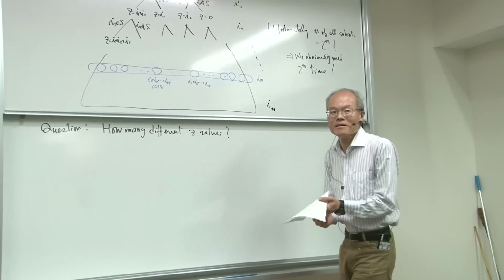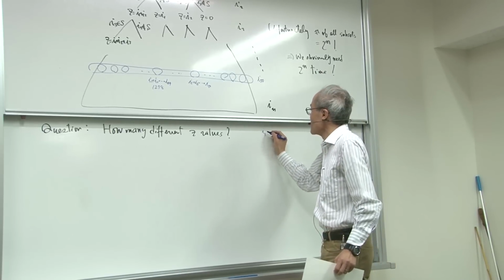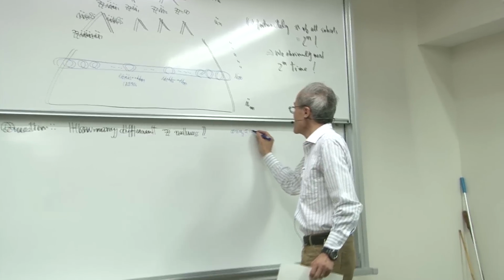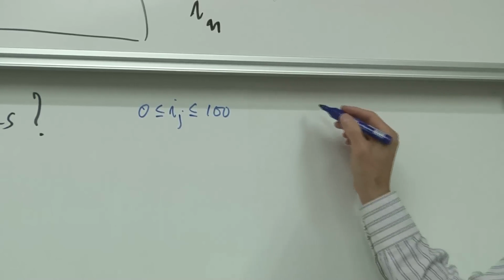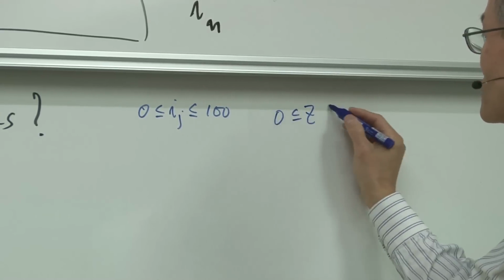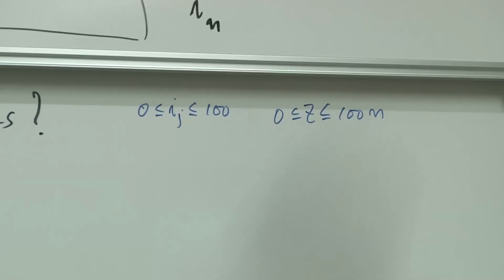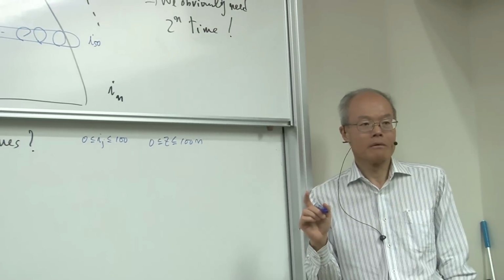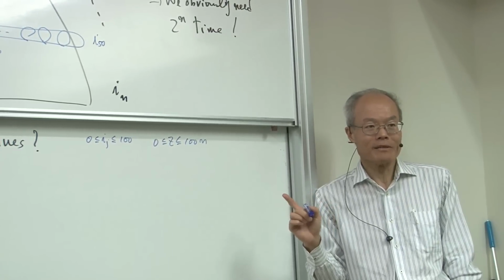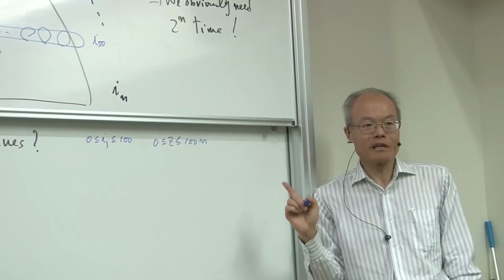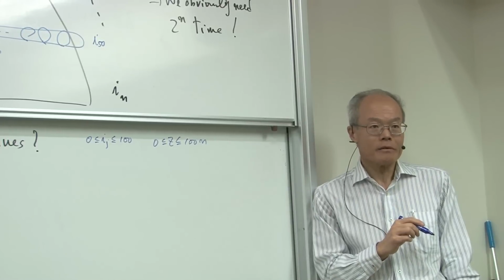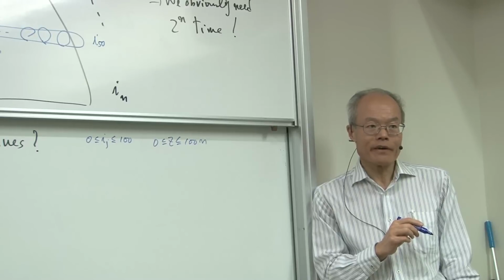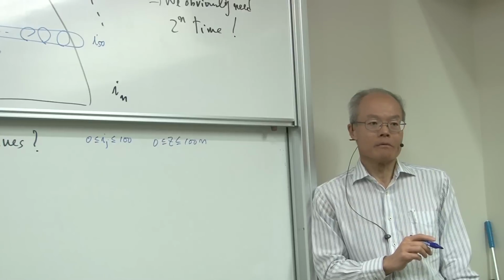Well, this is easy. Each number is between 0 and 100. That means that the value should be between 0 and 100 times n. Right? We have n numbers. Each number is at most 100. Then the Z value is at most 100 times n, and that is an integer. That means the number of different values for Z is at most 100n.